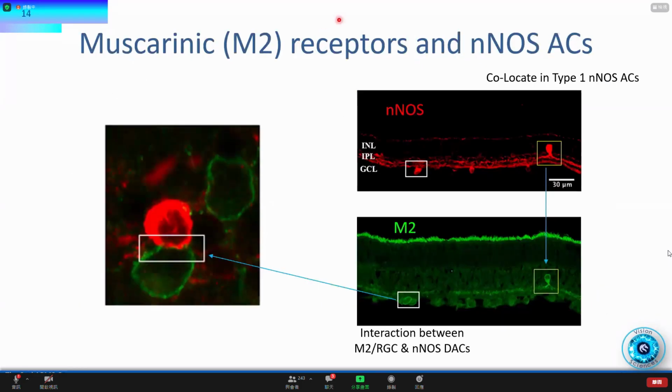It is also the case that in the atropine-treated animals the muscarinic receptor distribution is upregulated in the inner retina. It's also the case that these M2 receptors co-locate with type 1 nNOS amacrine cells. So here's a cell stain for type 1 nNOS, and here we see the muscarinic receptors, on the same neuron. So they double label for both nNOS and M2. And if we look at the displaced amacrine cells, we can see that there is close apposition, as if there is an interaction between ganglion cells which have M2 receptors and these displaced nNOS cells.